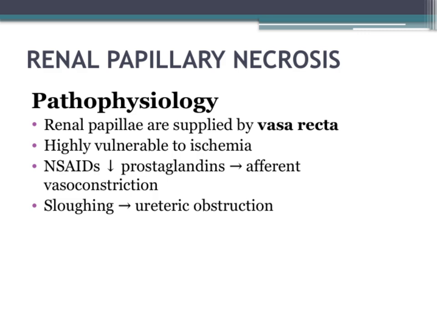When this tissue sloughs off, it can cause an obstruction in the ureter, which is the tube that carries urine from the kidney to the bladder. This process results in what we call renal papillary necrosis. Recognizing this mechanism is key because it links the use of certain medications like NSAIDs to specific renal complications, emphasizing the importance of understanding both the anatomy and the pharmacology involved in kidney health.